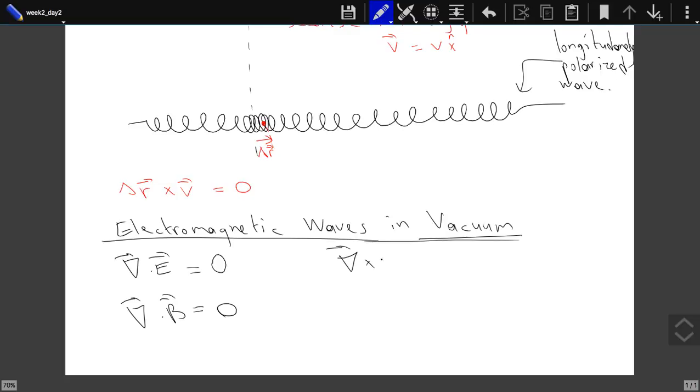Curl of E is minus del B by del t. And the curl of B is mu 0, J is 0, epsilon 0 del E by del t. Well, up to this coefficient, this equation and this equation, they are the same equation. Up to this coefficient. Here we have minus 1, here we have mu 0 epsilon 0.